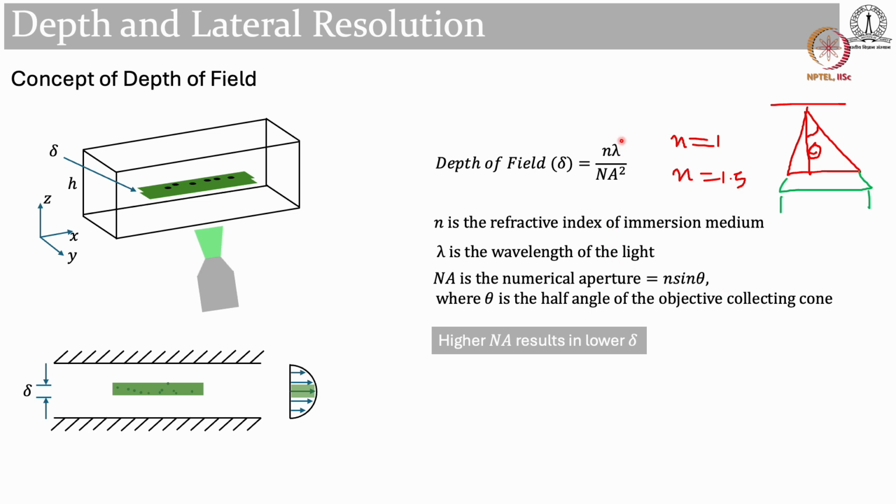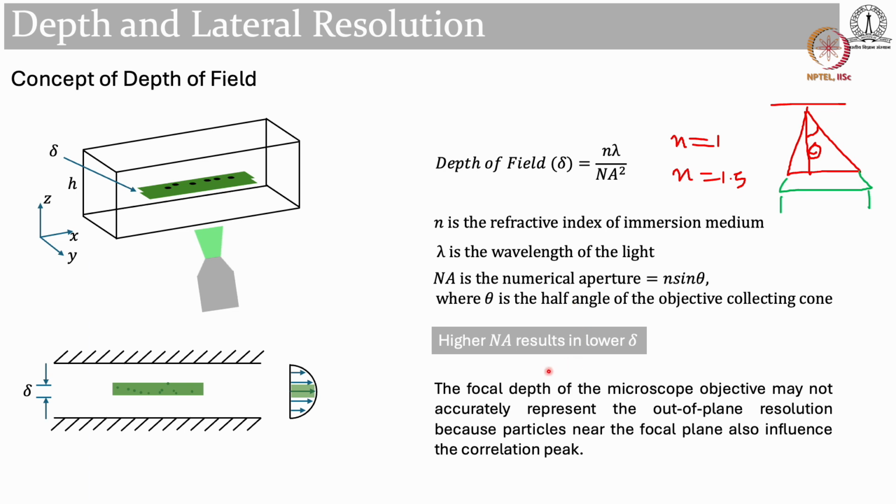From this relation you can see that if we have a higher numerical aperture, the depth of field is lower, and if the depth of field is lower, you can see much smaller features inside your microchannel. The numerical aperture is nothing but the light gathering power of the objective, and normally we prefer it to be larger, but again it has its own pros and cons.